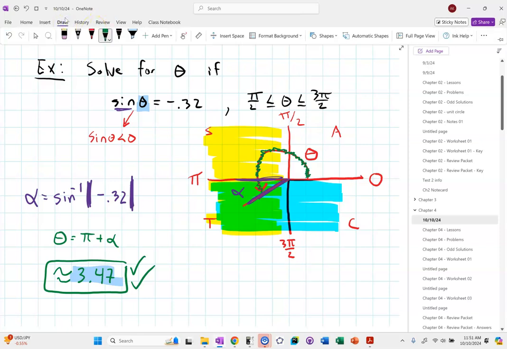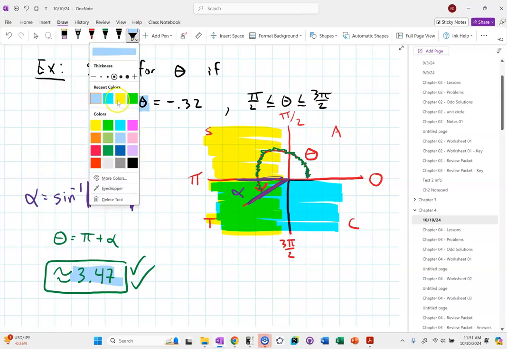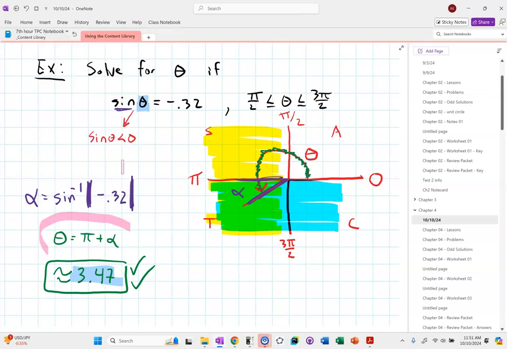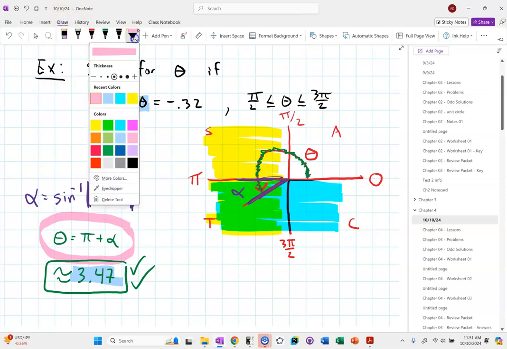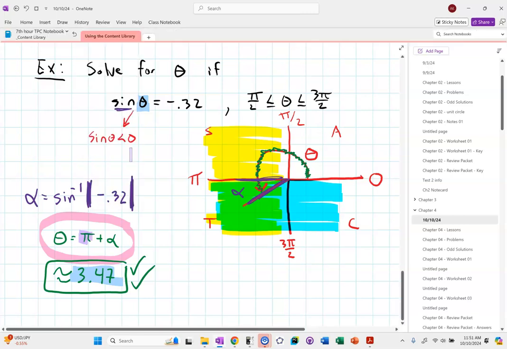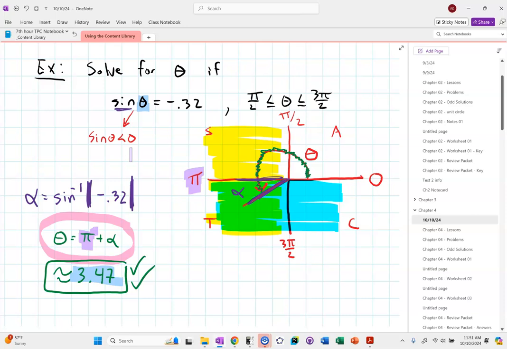So I want to take a minute now and talk a little bit more about writing this equation and how we do that. Okay? So the number here is always going to be the part of the x-axis that makes up our alpha. Right? Our alpha is always drawn between the x-axis and the terminal side. The part of the x-axis that makes up our alpha is going to be the first part of my theta.